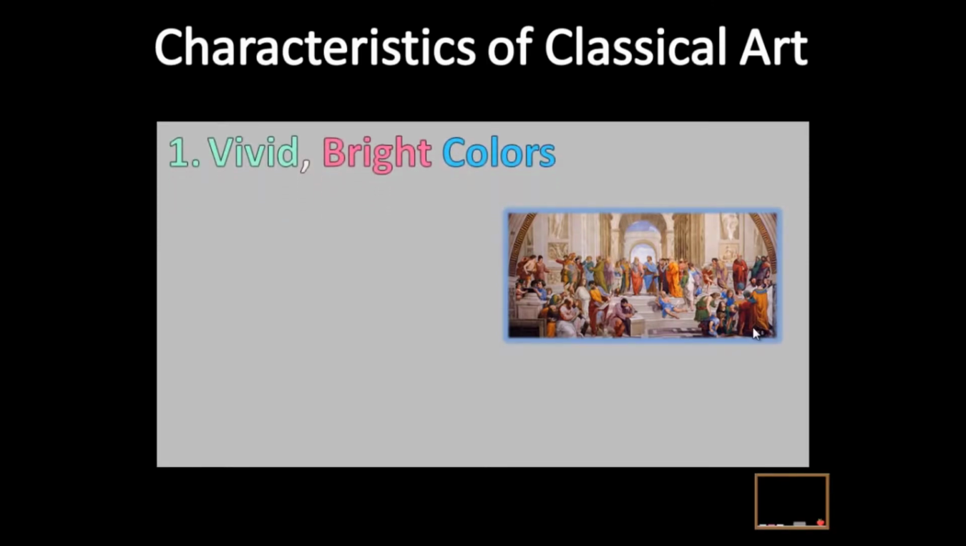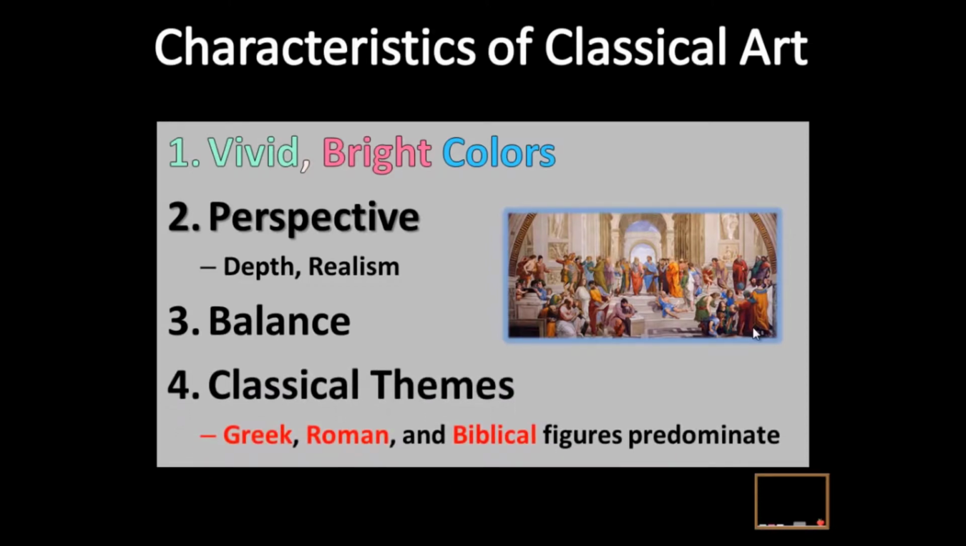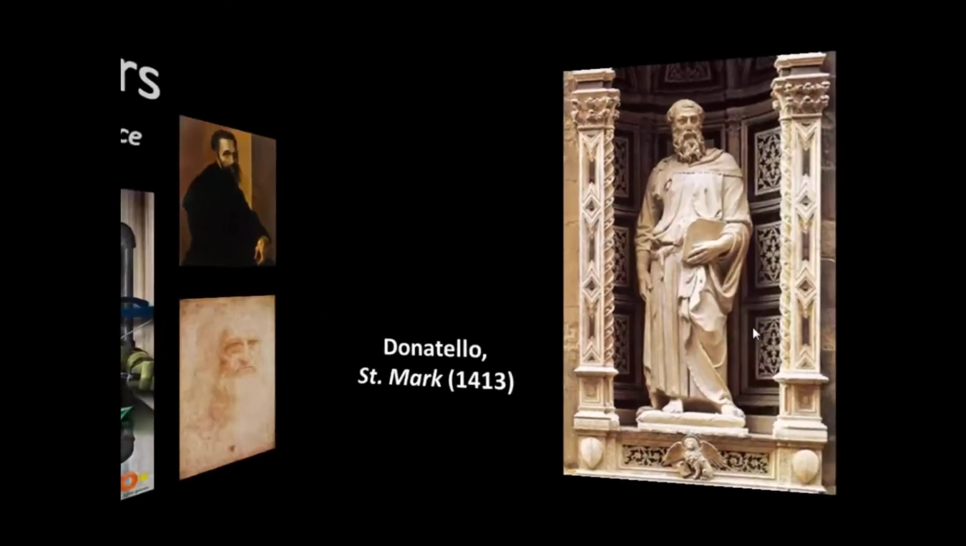So again, vivid, bright colors, perspective, balance, and classical themes. If you keep those four things in mind, then you will be able to discuss things intelligently on your AP European History exam. And the masters of the Italian Renaissance. You've seen your Turtles, Leonardo, Michelangelo, Raphael, and Donatello. You'll see them as well as a few other artists in this slideshow.